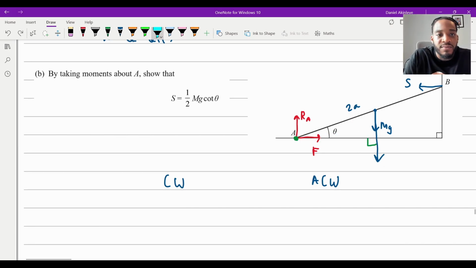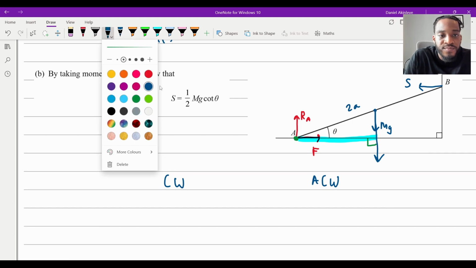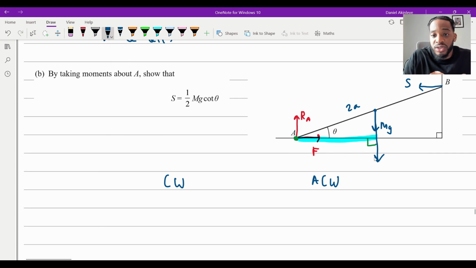Let me just make this a bit thinner actually. It's this distance here. So what I like to do is say, okay, fine. I know that the answer then is going to be, hold on, let me get my pen. It's going to be that force times by that distance. And let's just see whether or not it's clockwise or anti-clockwise.